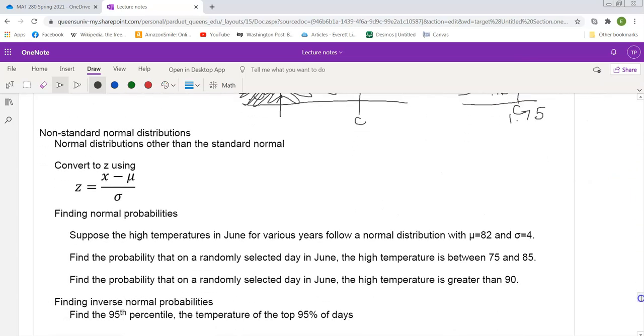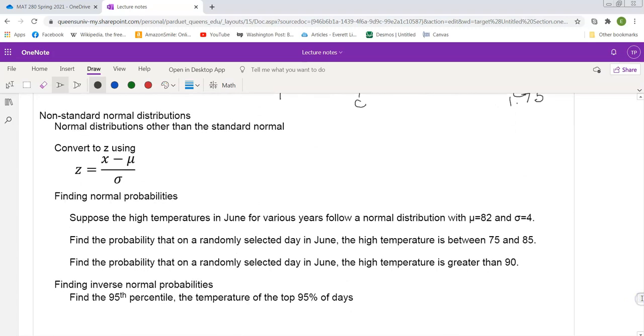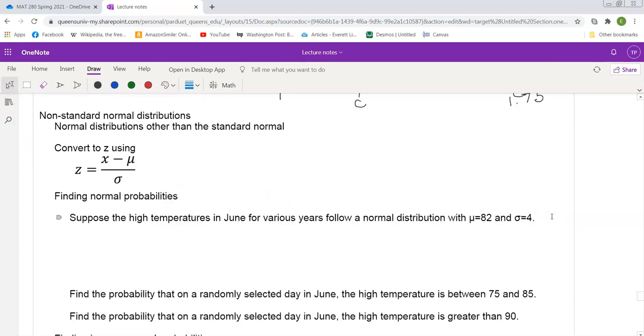All right, so that's it for the standard normal distribution. Now let's talk about non-standard normal distributions. These are ones where you've got any other mean and standard deviation combination. And these are what you'd see more in a real life situation. So let's first look at how to find normal probabilities.